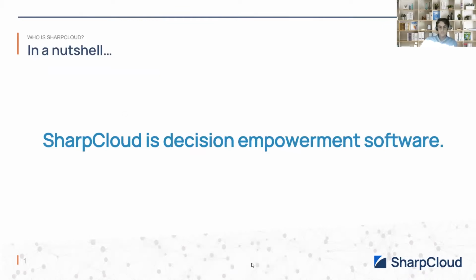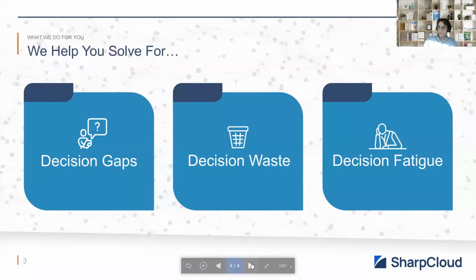So coming back to reducing decision gaps and eliminating decision waste, SharkCloud is a decision empowerment platform. So like I mentioned, it sits above a lot of other tools and lets you aggregate everything together so you can make decisions easily and understand the full picture and understand what's going to be impacted when you make a decision. So how does SharkCloud help you do this?